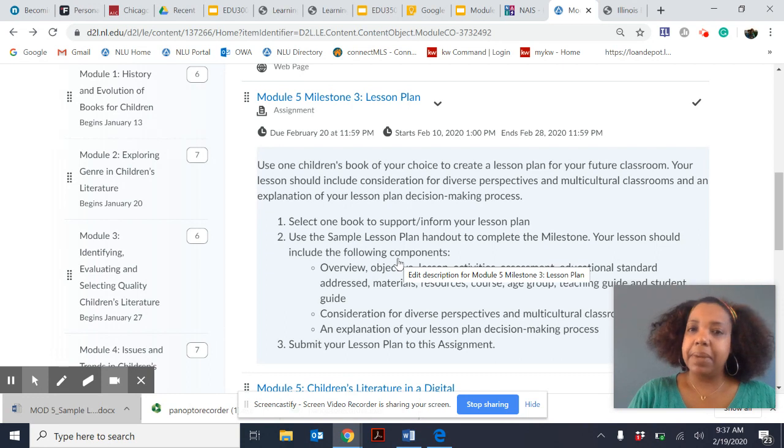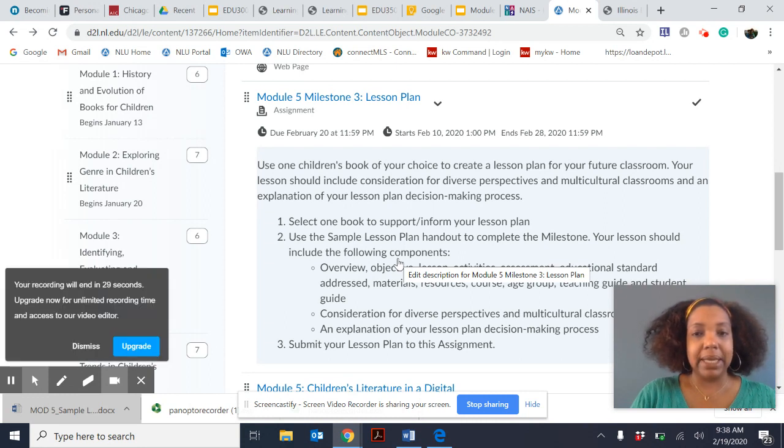Again, start formulating those ideas, get something down, start pulling early learning standards, start thinking about a skill and how you want to walk the students through that process. And we'll be ready to go then for Saturday.